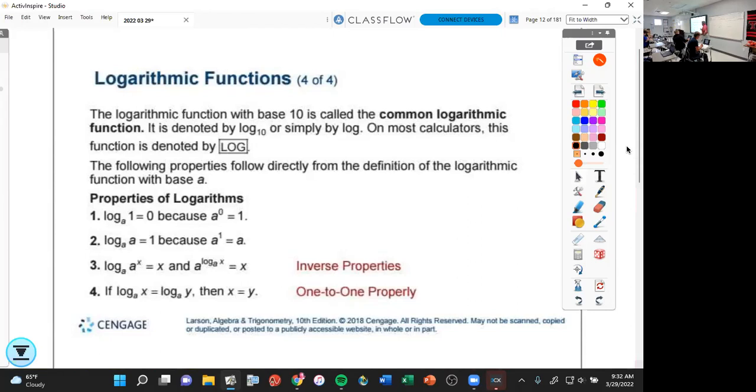The following properties follow directly from the definition of logarithmic functions with base a. Log base a of 1 is 0 because a to the 0 power is 1. Log base a of a: a to what power gives you a? a to the first power. Log base a of a to the x is simply x. If log base a of x equals log base a of y, the only way that happens is if x and y are the same. Questions on any of those properties?